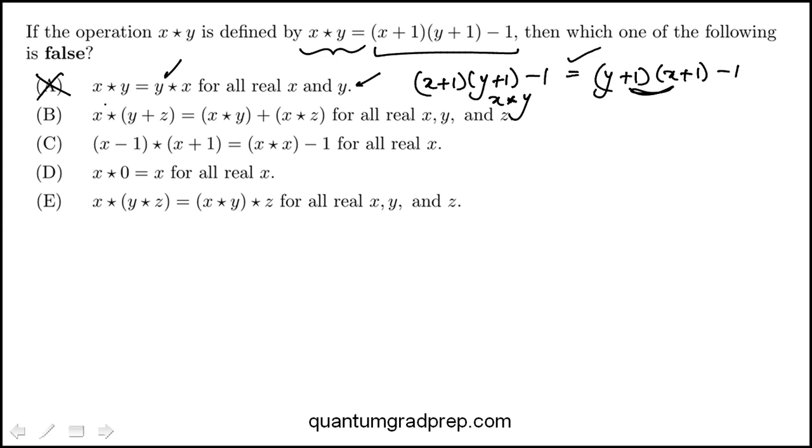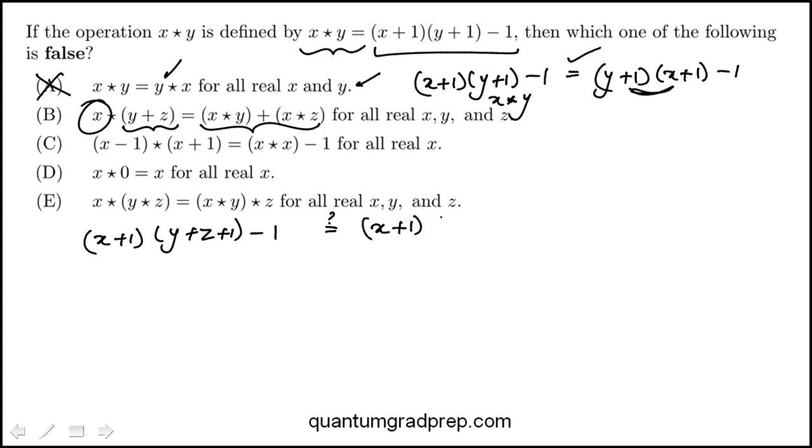B, this would be our x and this is our y. So we just use that to apply, and we're going to get x plus 1 times y plus z plus 1 minus 1. And we need to check, is that equal to this sum, which would be x plus 1, y plus 1 minus 1 plus x plus 1, z plus 1 minus 1. So what I'm going to do is to write this as x plus 1 times y plus z.